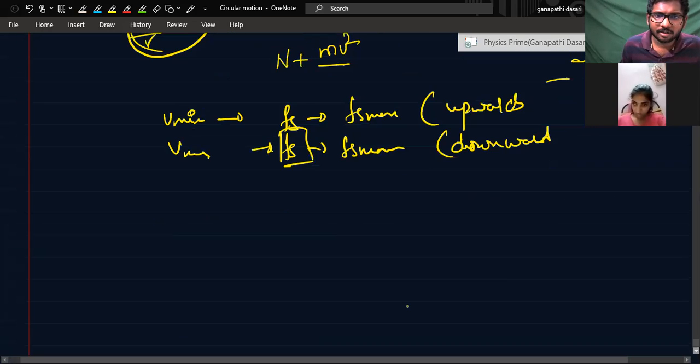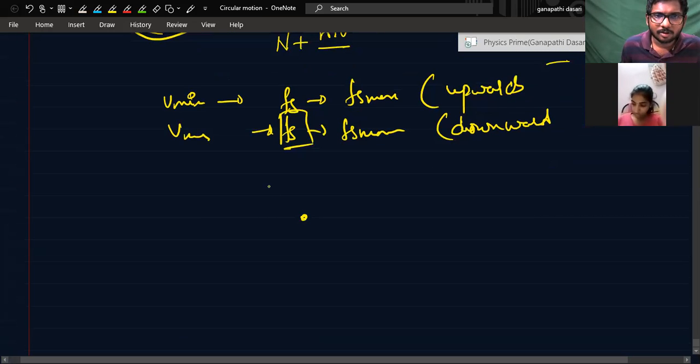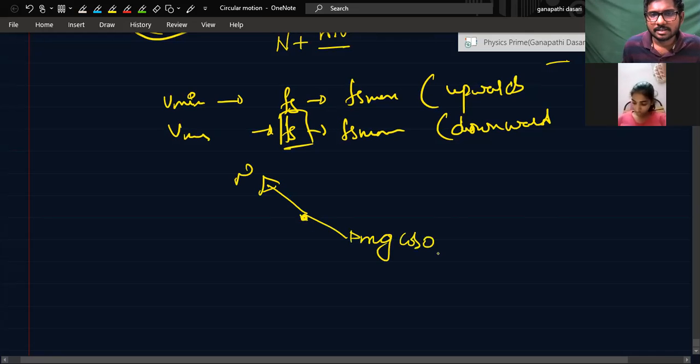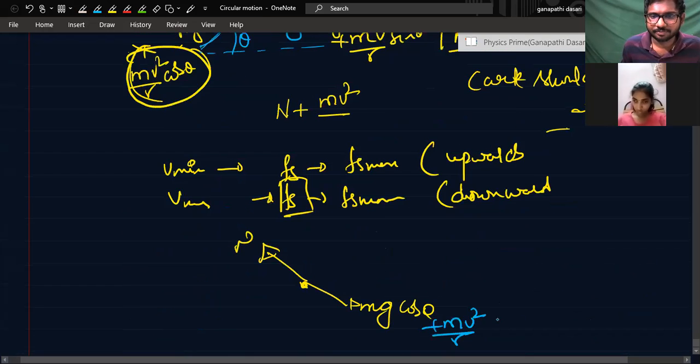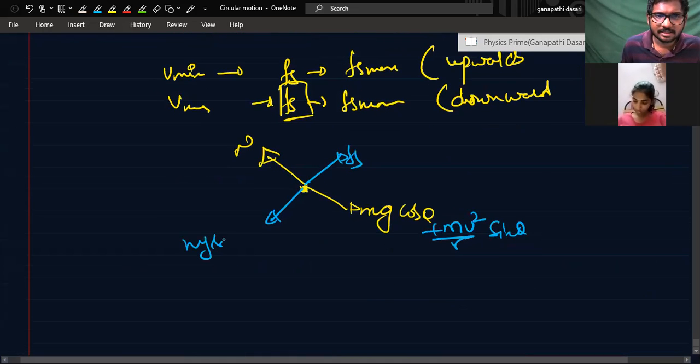So the first case I took here. What diagram did I get? One thing is normal here. Here I got mg cos theta, and the other thing, mv square by r sin theta. In this direction, I got a friction value. In this direction, I got mg sin theta. For minimum value, friction will be upwards, right? Then that pseudo force resolution will be in this direction, mv square by r cos theta.